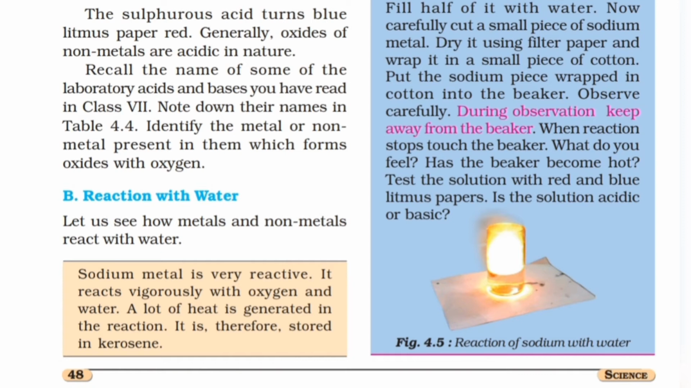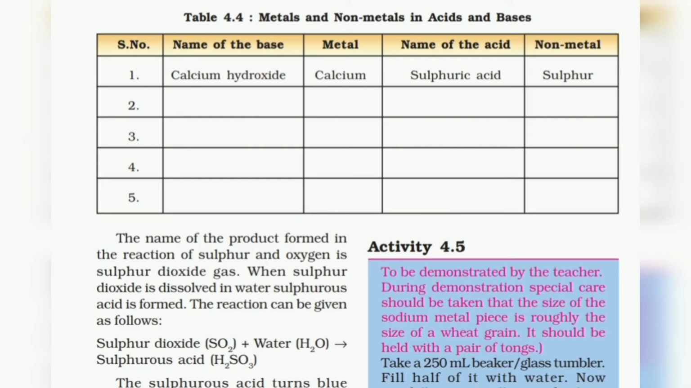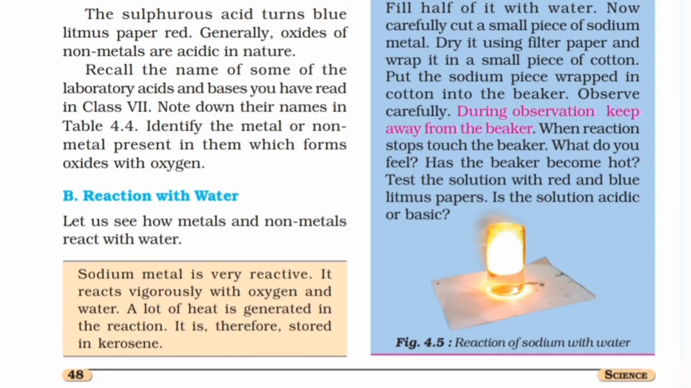Here is Figure 4.5, showing the reaction of sodium with water. Here is the experiment's image. Firstly, we have to take a 250 milliliter beaker or glass tumbler. It's our choice whether we take a beaker or a glass tumbler, and then we fill half of it with water. Now carefully cut a small piece of sodium metal. Then we dry it using filter paper and wrap it in a small piece of cotton. Then we put the sodium piece wrapped in cotton inside the beaker.